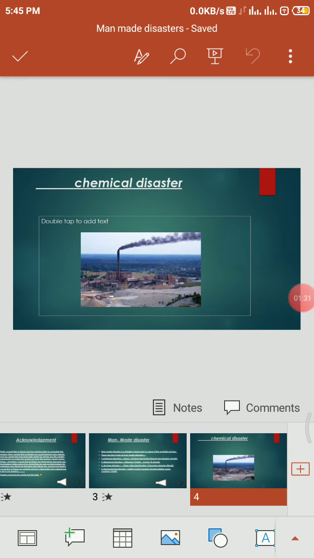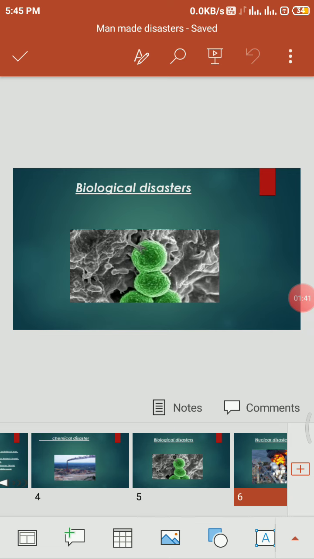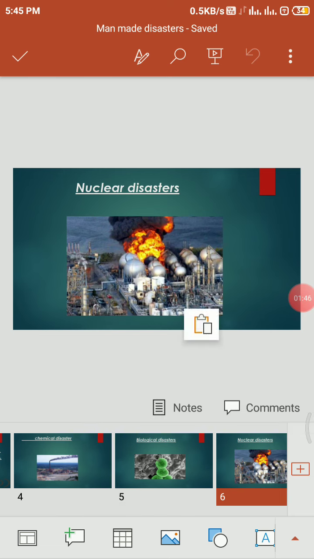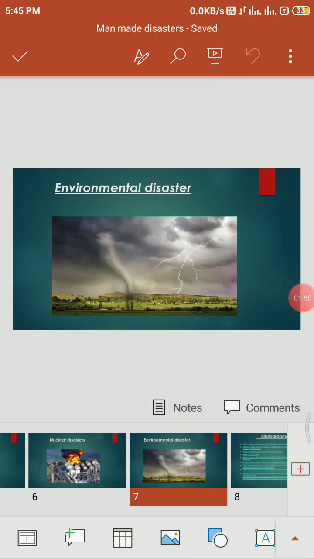This is about chemical disaster. Chemical disasters are caused chemically. Then we will proceed to biological disaster and nuclear disaster. We can see here how dangerous it is. Then we will proceed to environmental disaster. These are disasters caused by some of the actions of the environment, and they are natural. But still, these disasters also come only because of man, because some of the activities in nature cause environmental disaster.